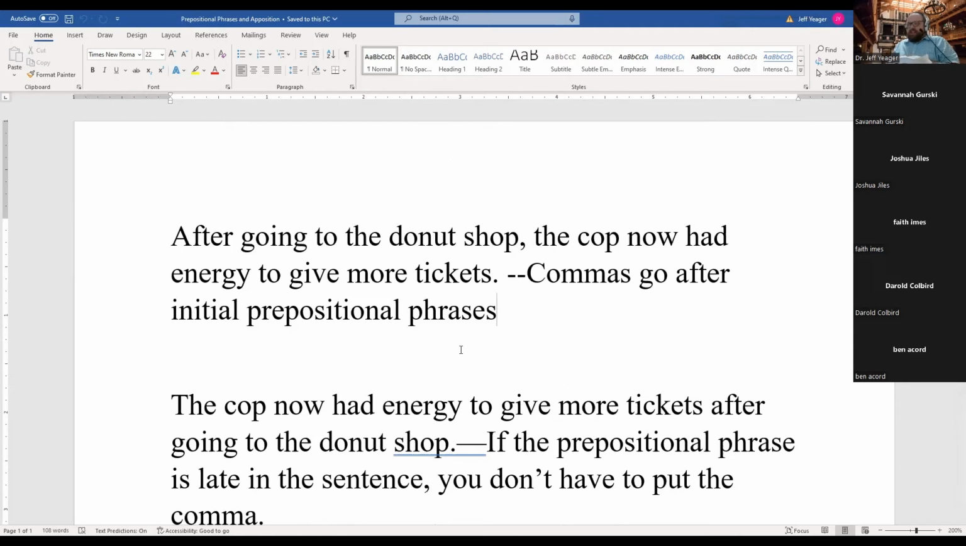Oftentimes what I'll see is students will not put the comma here, and then I'll see them put the comma here. Oops. So know that whenever you write, the comma goes after the opening phrase, not the final phrase in a sentence.